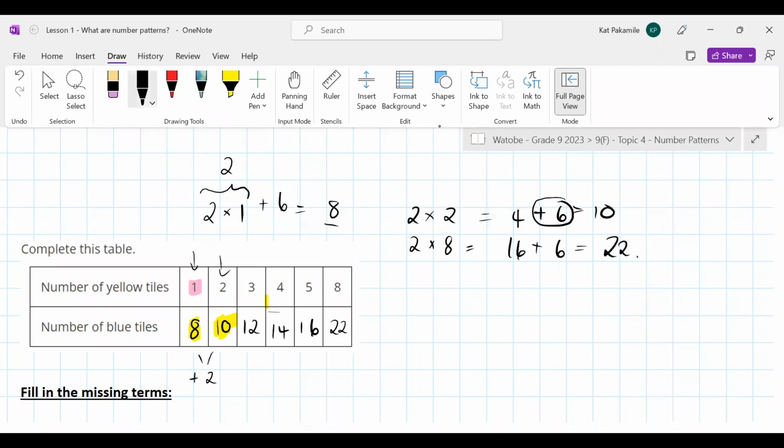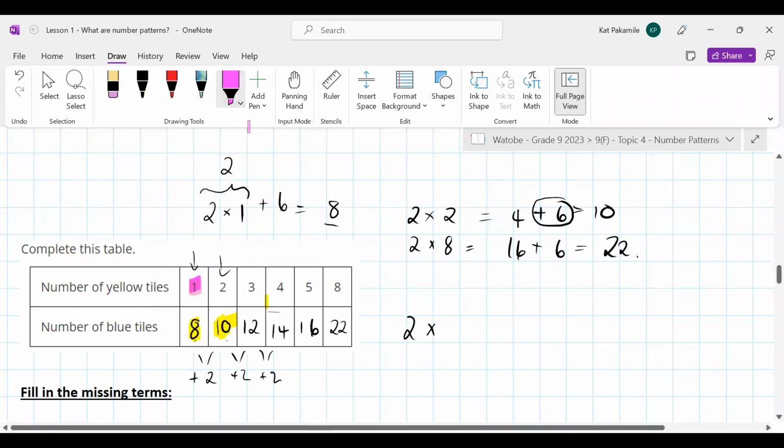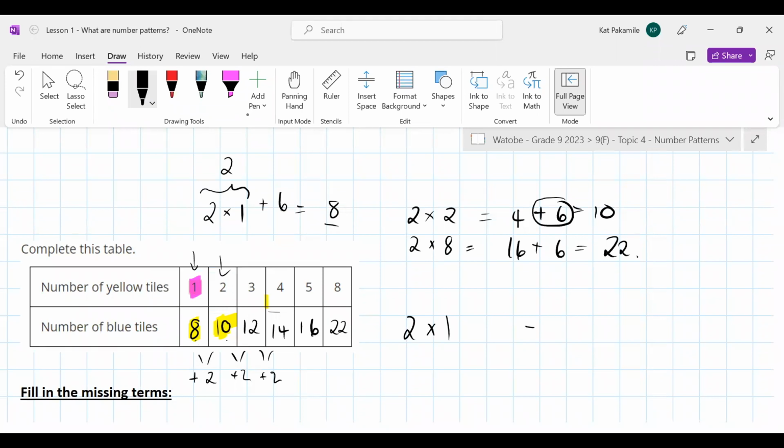So we've been looking at the term to term rules. So how do I get from there to there? You said add 2, right? Add 2, which is a positive 2. So we're not going to say 2 times always, times it by the position, which in this case is the same as the number of yellow tiles. So we said 2 times 1. But whatever we do there, we want this answer to be equal to the number of blue tiles, right? So I asked, how much is 2 times 1? And we agreed it was 2. So how would you get from 2 to 8? You add 6.